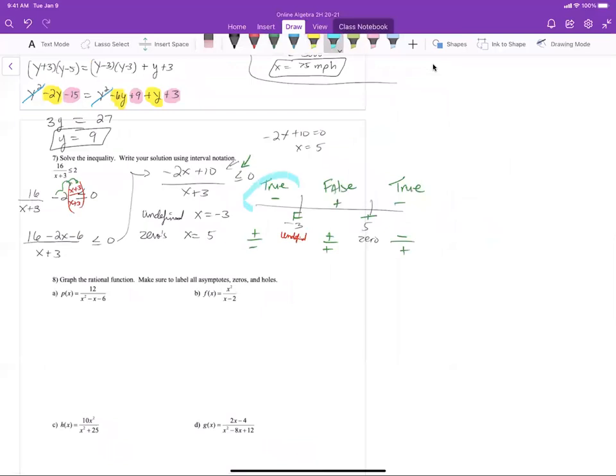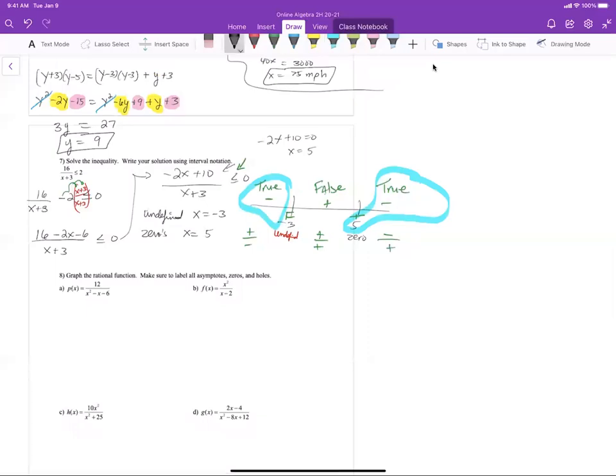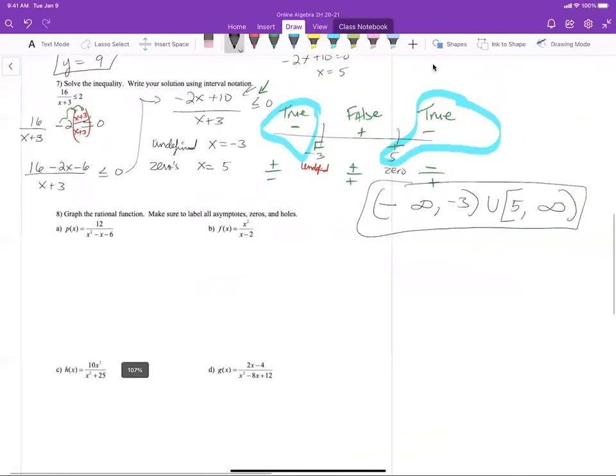Well, all of my values from negative infinity to negative 3, doesn't include it because it was undefined there. How about on this side? Oh, 5 is included because that was a 0 and all the way to infinity. So now let's write this in set notation. I'm going to start with negative infinity. I'm going to go all the way up to -3. Negative infinity is never bracketed. Negative 3 is not bracketed because of the fact that it is undefined. So they're parentheses. Then it's going to union with 5 all the way up to positive infinity. 5 is bracketed. Infinity is never bracketed. And here is my answer set. Okay, let me leave that there for a sec.